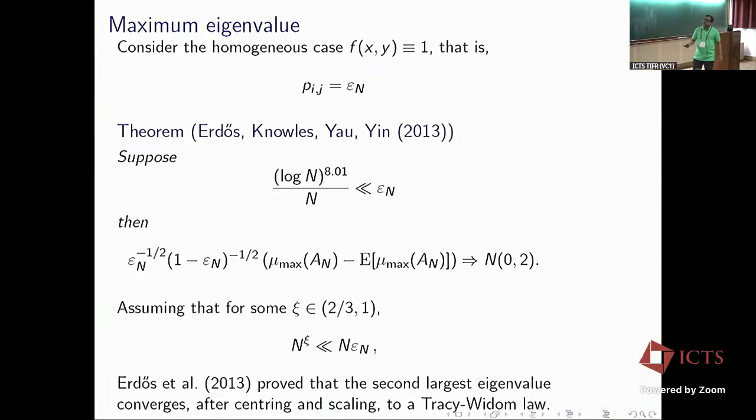And they also showed that if ξ is this exponent over here, if ξ is between 2/3 and 1, then the second largest eigenvalue after centering and scaling has a Tracy–Widom law in the limit. The second largest eigenvalue in this situation is the largest eigenvalue in the bulk, because the mean essentially pushes one eigenvalue outside the bulk. So the second largest eigenvalue is really the largest one in the bulk.